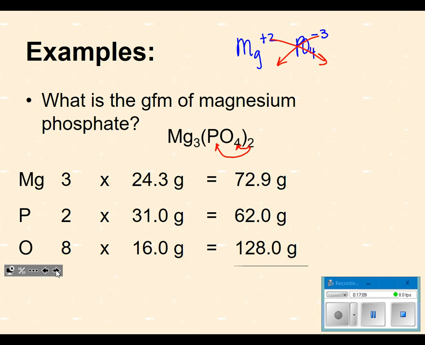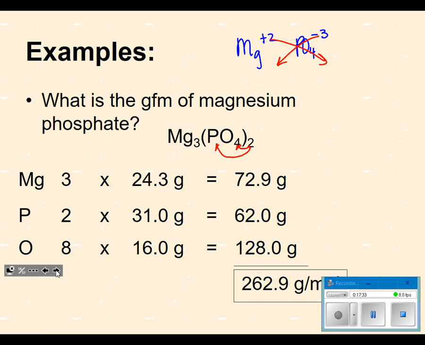We would then take the sum of all of those, add them all up. They all have 1 digit after the decimal, so our answer has to have 1 number after the decimal, which would give us 262.9 grams per mole. So it's real important that you remember that the gram formula mass, the gram molecular mass, and the gram atomic mass are all grams per mole.